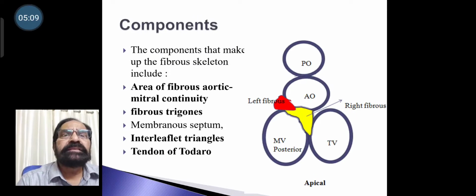Other components that make the fibrous skeleton include areas of fibrous aortic mitral continuity, fibrous trigones, membranous septum of ventricle, interleaflet triangles as shown in the picture, and tendon of Todaro.